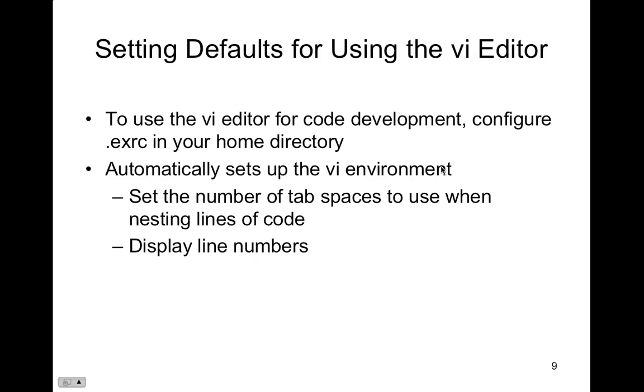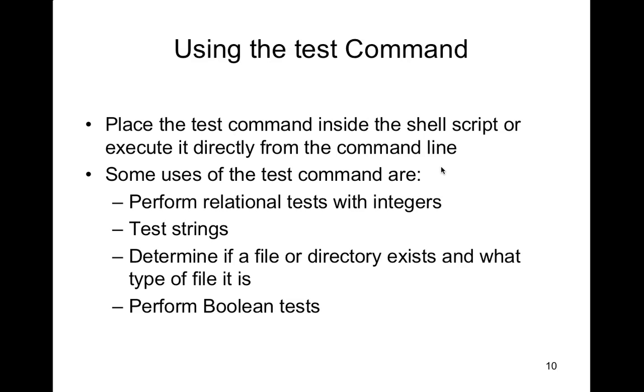Setting the defaults for using a VI editor. So to use the VI editor for code development, if you wanted to do that, configure the .exrc in your home directory. You can actually set things like default mail programs, default editors, default shells, and this is what this is referring to. So automatically set up the VI environment. You can set up the number of tab spaces to use for nesting lines of the code, display line numbers.